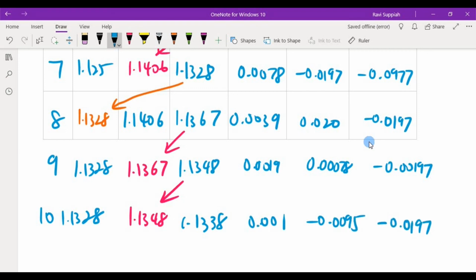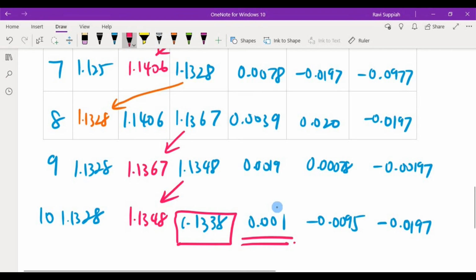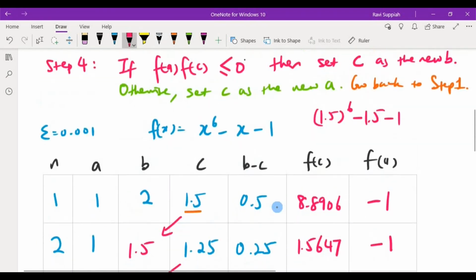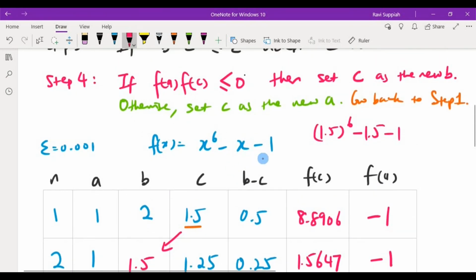So you can see that in the 10th iteration, we have fulfilled the condition of the error being less than or equal to 0.001. So we can accept C to be the answer. So this answer C is the root. 1.1338 is the root for this expression over here, x to the power of 6 minus x minus 1.